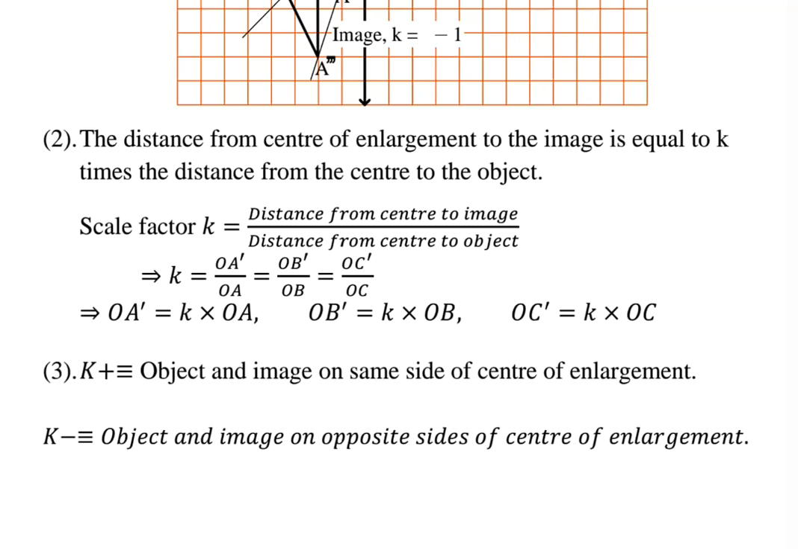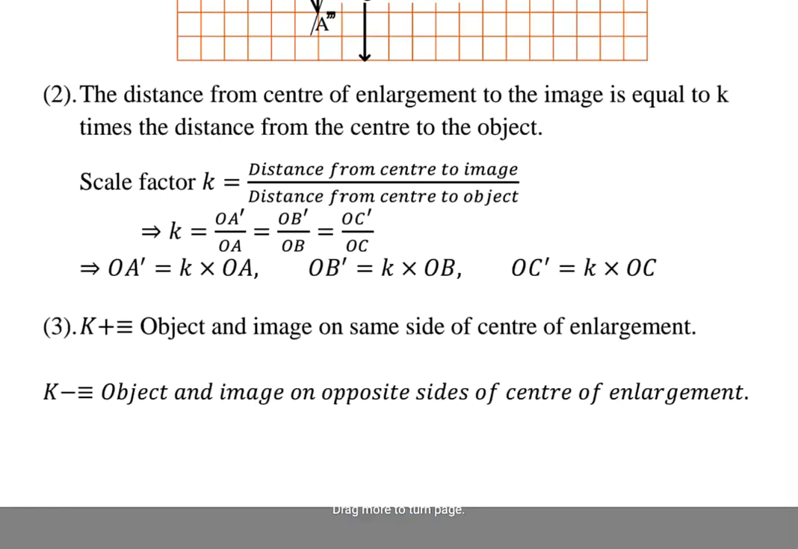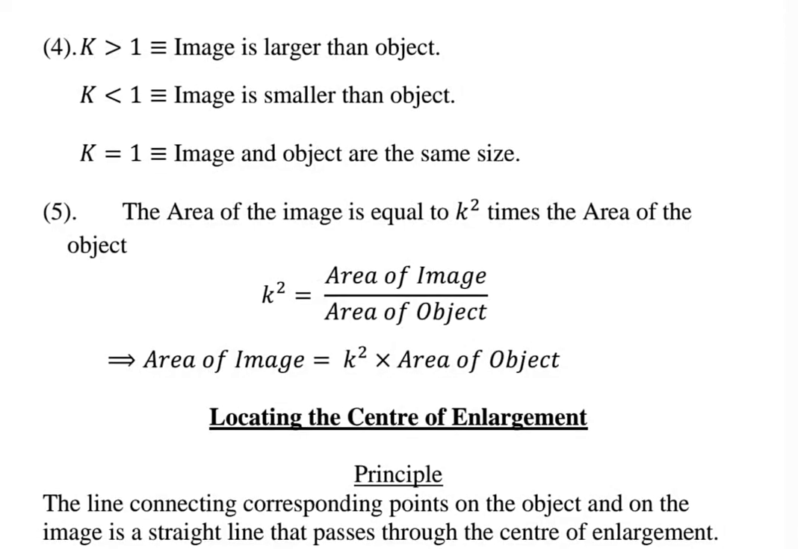When K was positive, the object and the image are on the same side of the center of enlargement. When K is negative, the object and image are on opposite sides of the center of enlargement. When K was greater than 1, the image is larger than the object. When K is less than 1, the image is smaller than the object. When K is equal to 1, the image and object are the same size.